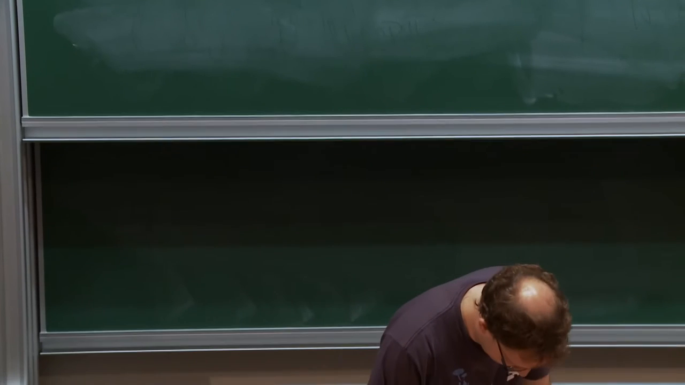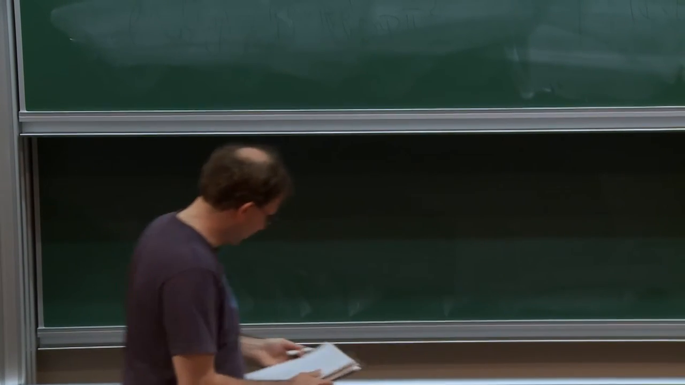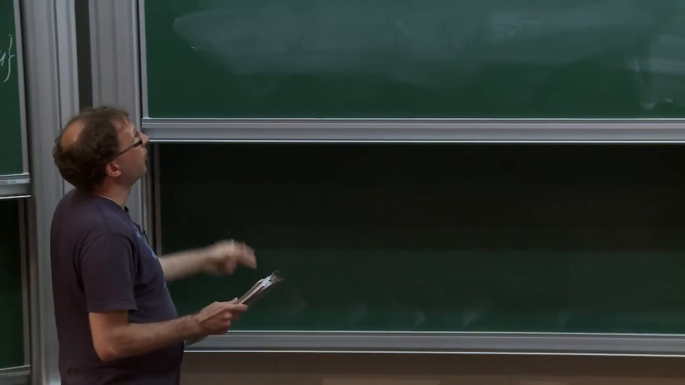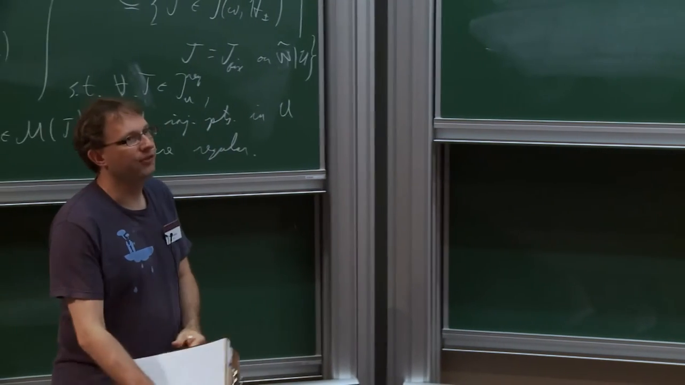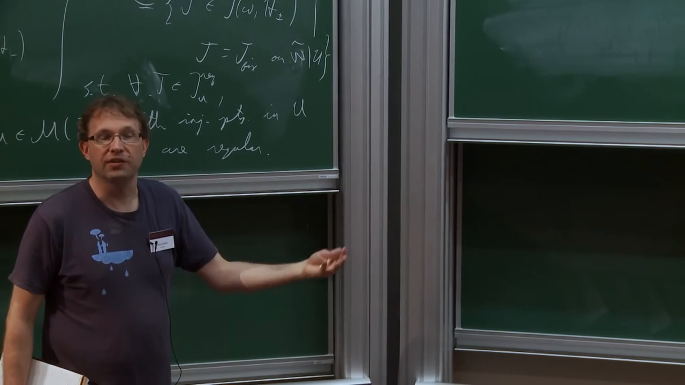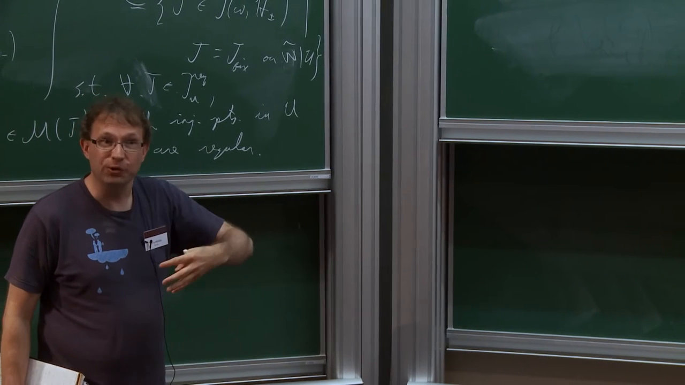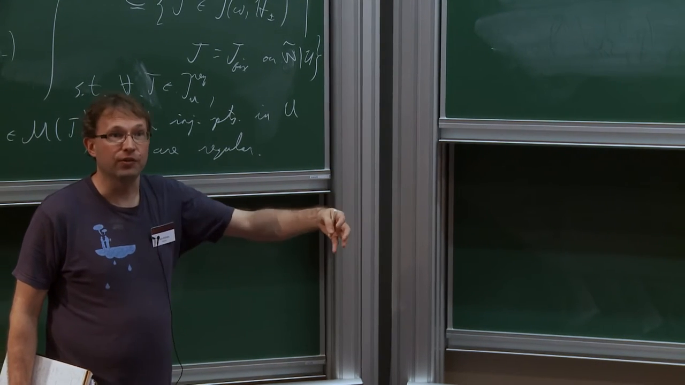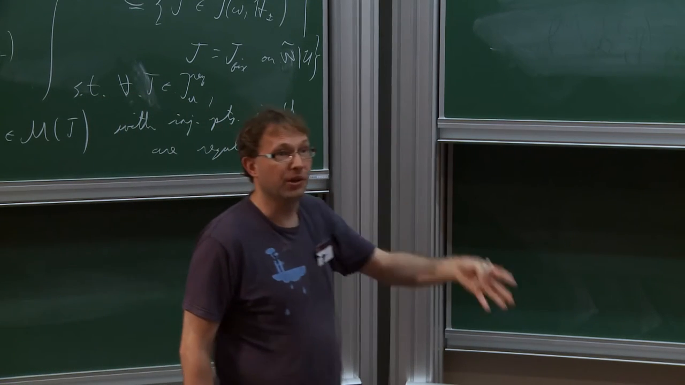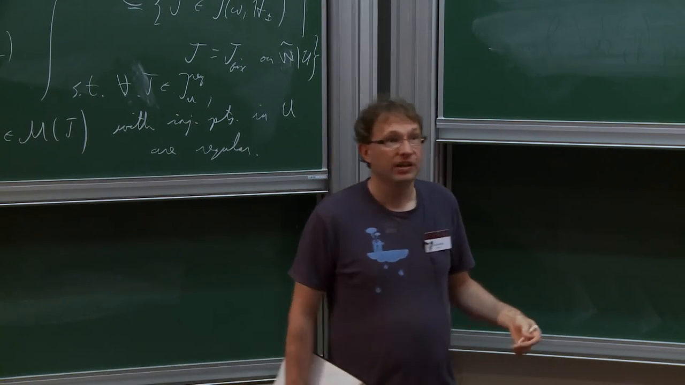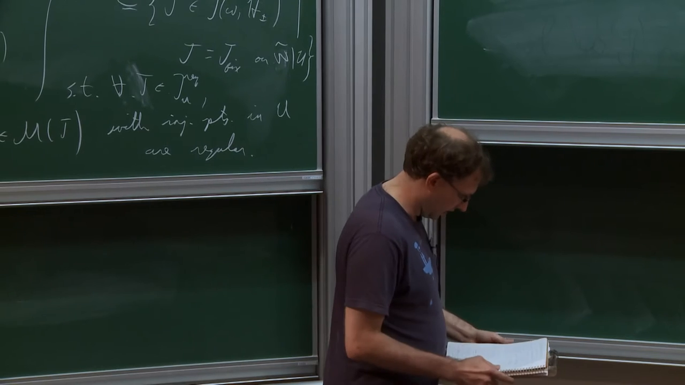OK. So hopefully we're all on the same page. Now, we have this functional analytic setup that we introduced last time. We know how to understand the moduli space of holomorphic curves locally as the zero set of a Cauchy-Riemann operator, possibly divided by some symmetry action. Let's just write that down in this case.